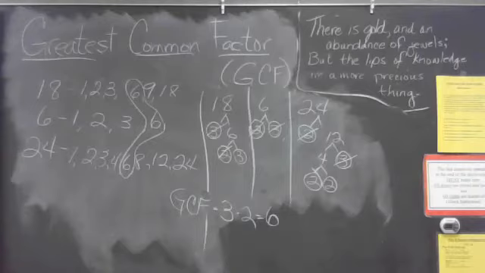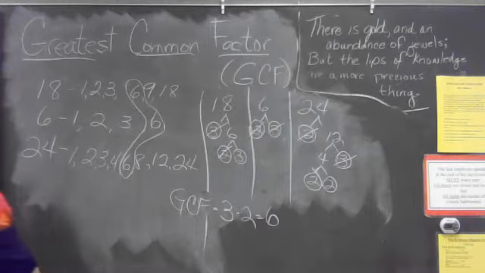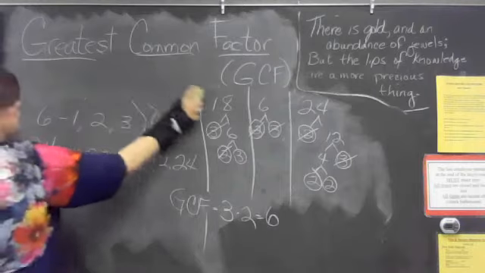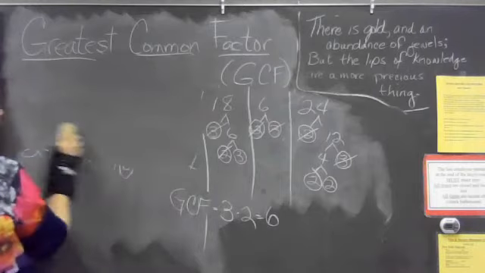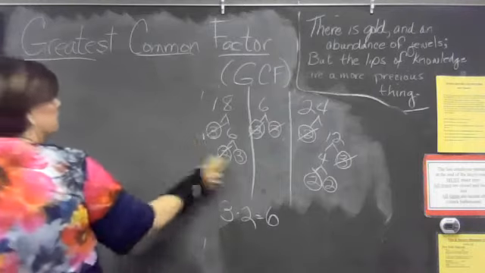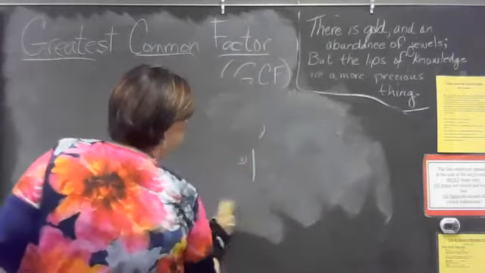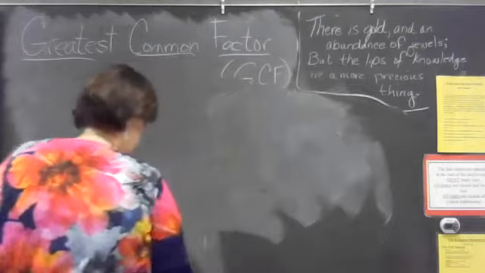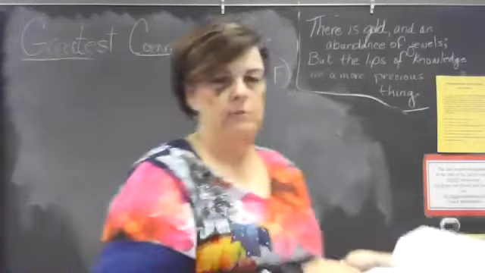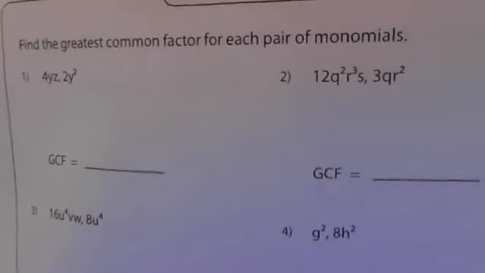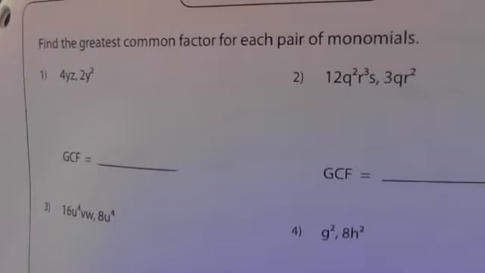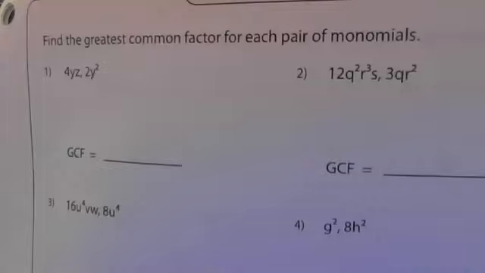Now in this case, they not only have numbers, but they have the variables with them. The same process is true, the exact same process. So, number 1 on page 6, notice the comma. They want us to find the greatest common factor between.